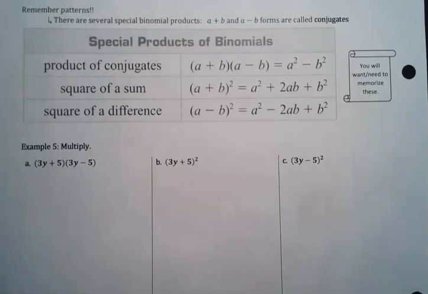Okay, so there are several special binomial products. Notice it's binomials, right? So when we have a plus b and a minus b, the forms are called conjugates. Okay, so a plus b and a minus b. Notice that the only difference is the addition and the subtraction. And those are called conjugates of each other, right? One is adding, one subtracting. That's it. So our special products are called the product of conjugates.